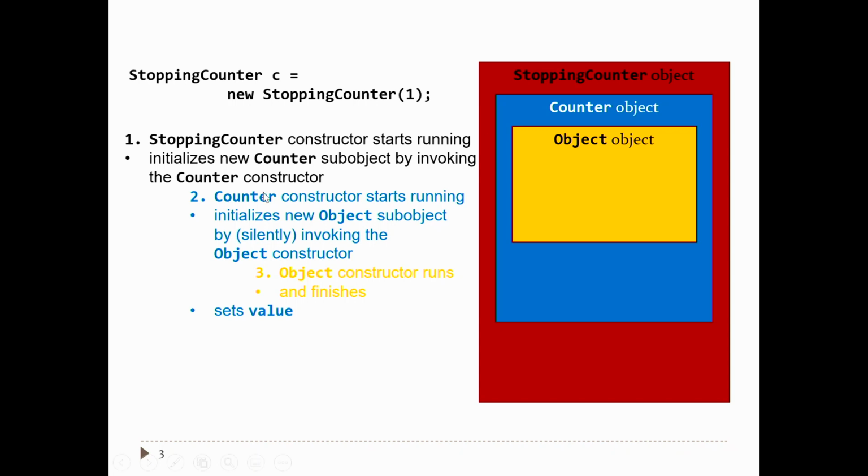And that means that the counter constructor can finish running. So remember, the counter constructor on its first line is calling the object constructor. When the object constructor finishes running, the counter constructor can finish running. What does it do? It sets the value. So value gets set to 1. Now the counter constructor is finished running, so the stopping counter constructor can now finish running. Stopping counter only has one line.